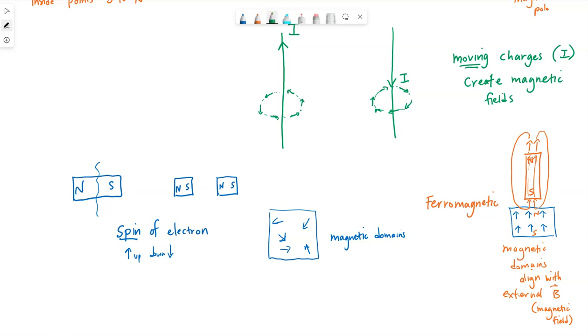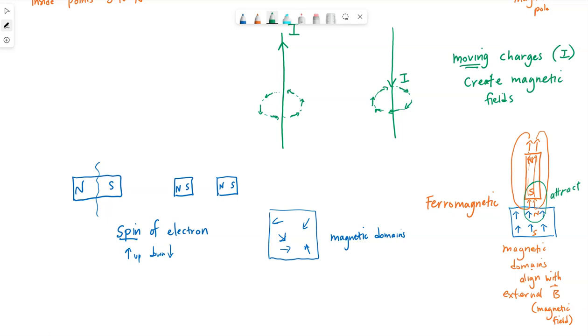And thus we get this attraction. The opposite would be true if we had the north pole closer to the material. The domains would line up with that external magnetic field and create essentially the opposite pole in the closer end, and attraction would still occur. So that's why with paper clips or nails, you can pick them up with a magnet. It doesn't matter which side or end of the magnet you orient closer to them.